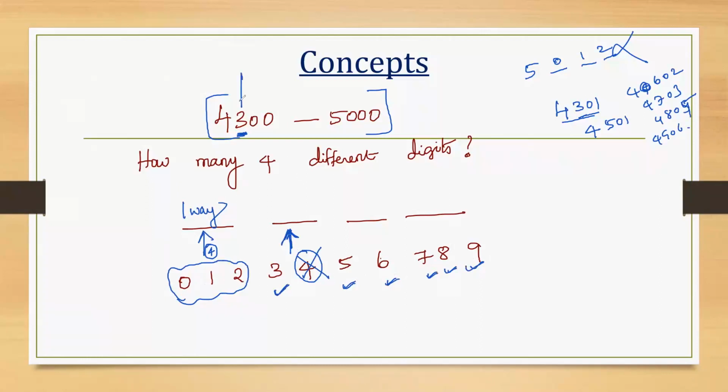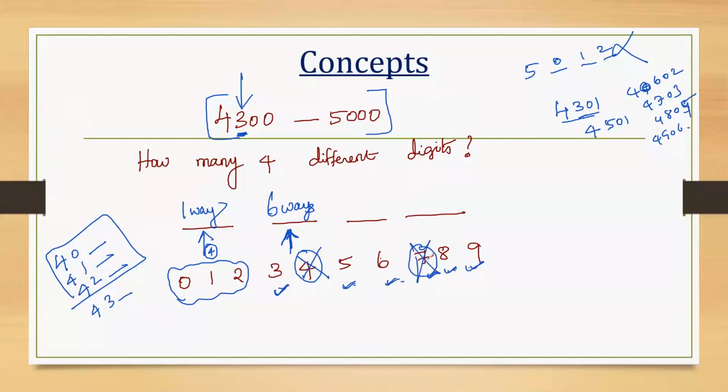Since the number starts from 4,300, we are avoiding the zeros, the 41 and 42 series. We are starting from the 3 series. So 0, 1, 2 is avoided. So remaining we have 1, 2, 3, 4, 5, 6. So 6 ways. Out of 6, any one will occur. For example, if I take 7 here.